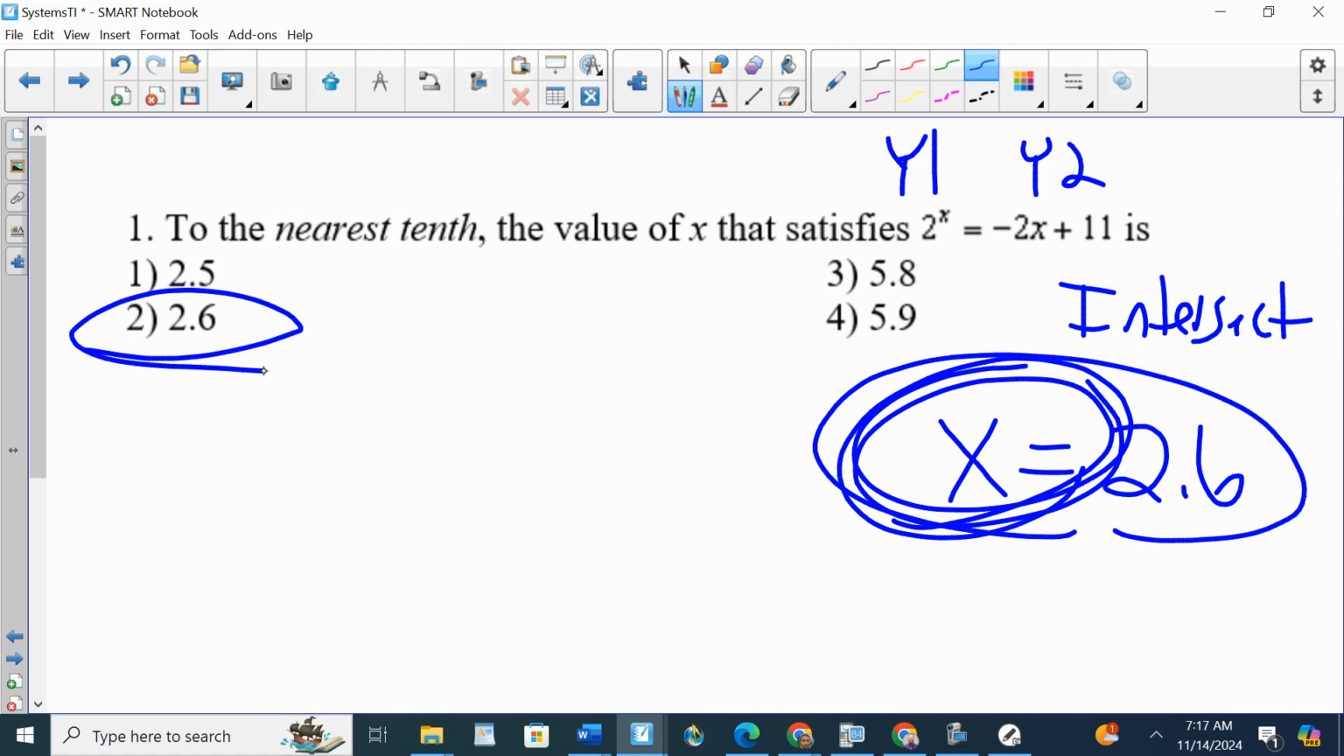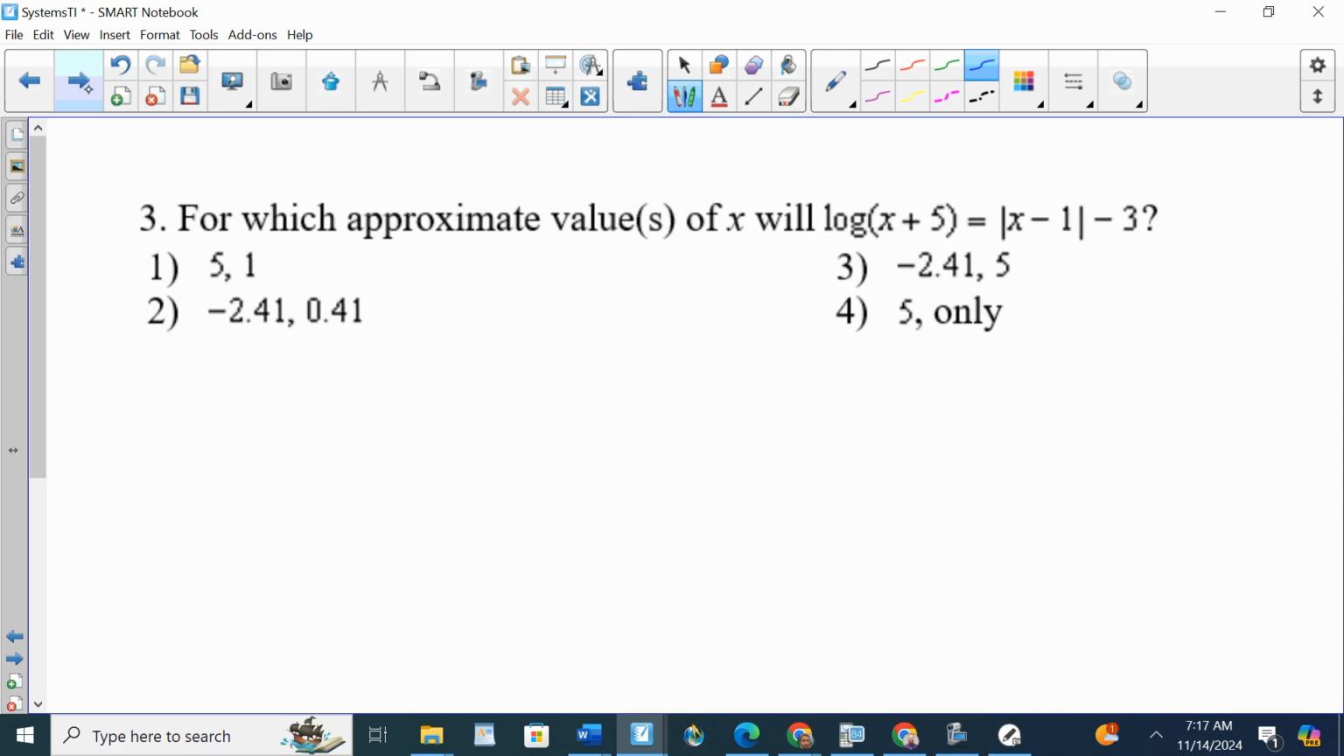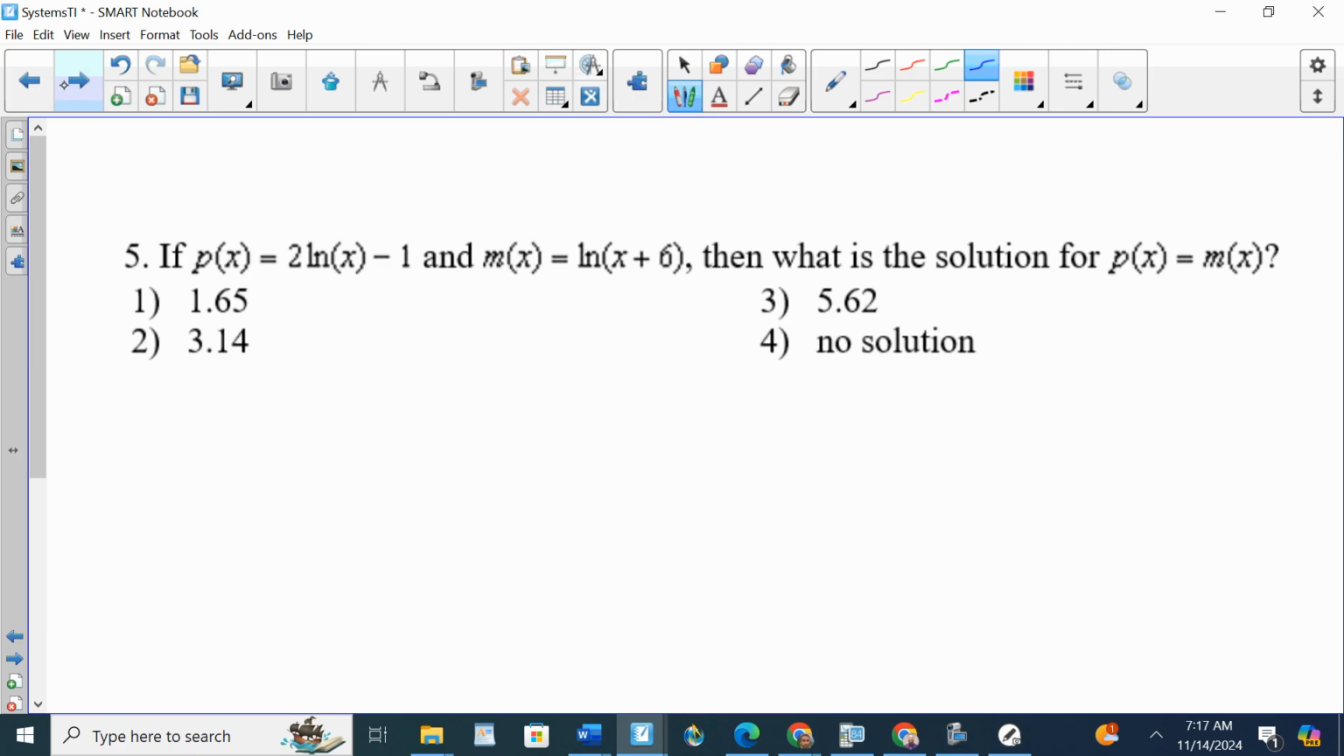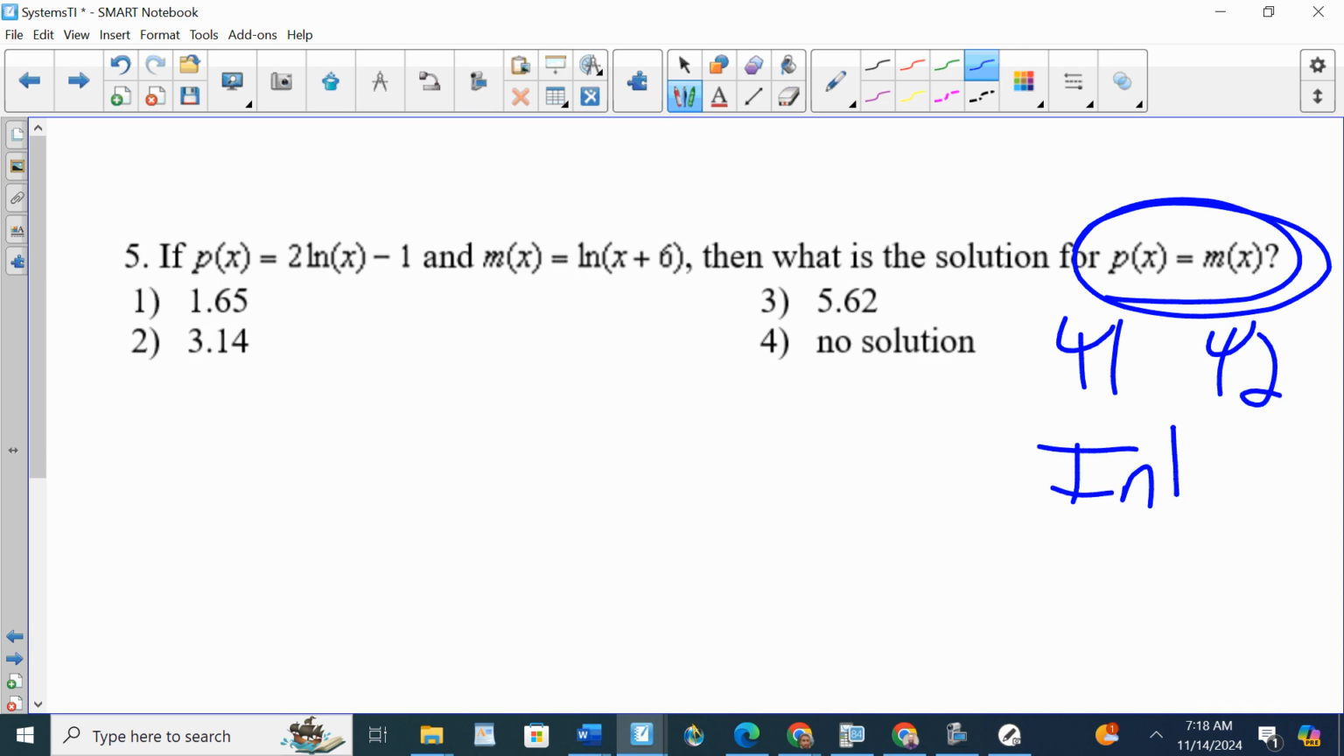Now, slightly different context. If we see a problem where it says f of x equals g of x, let's just do this one right here. P of x equals m of x. It is the same thing. To do these f of x equals g of x questions, p of x equals m of x, y1, y2, intersect.